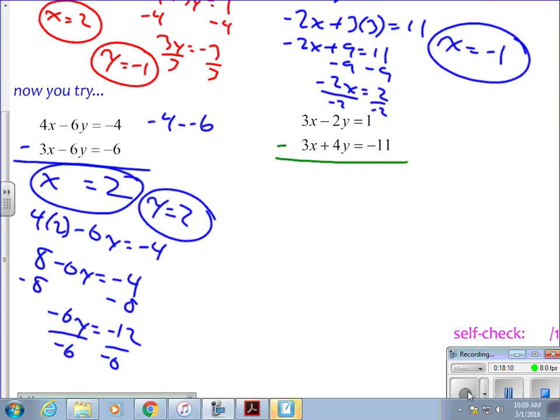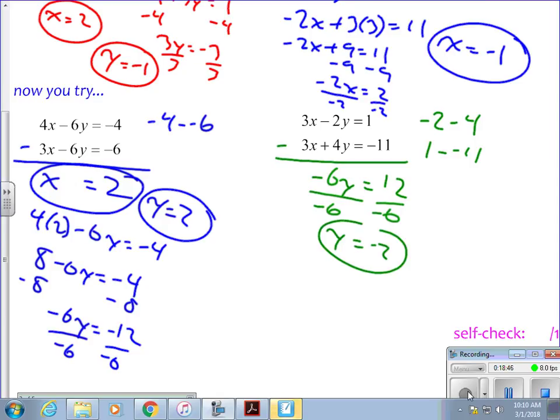Sorry. Okay. 3x minus 3x, gone. Negative 2y minus 4y. Negative 2 minus 4. What do you get? Negative 2 minus 4, negative 6y equals 1 minus negative 11. 1 minus negative 11, you get 12. Divide by negative 6. y equals negative 2.